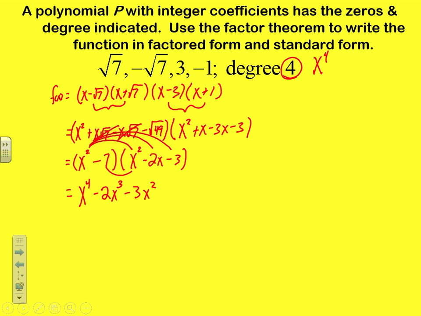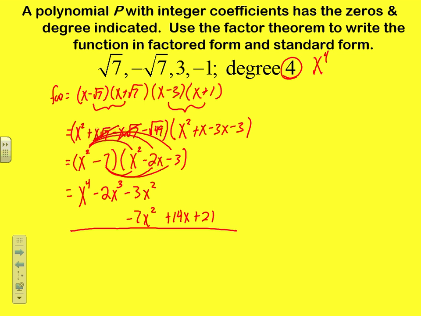Negative 7 times x squared will give me negative 7x squared. Negative 7 times negative 2x will give me a positive 14x. Negative 7 times negative 3 will give me a positive 21.